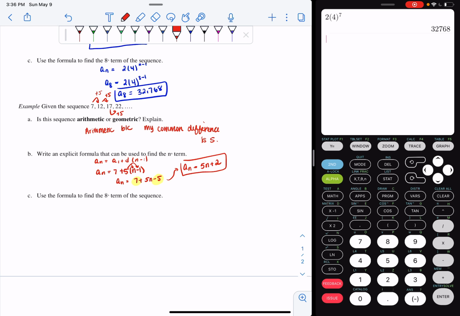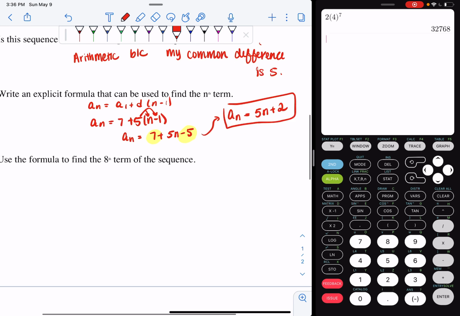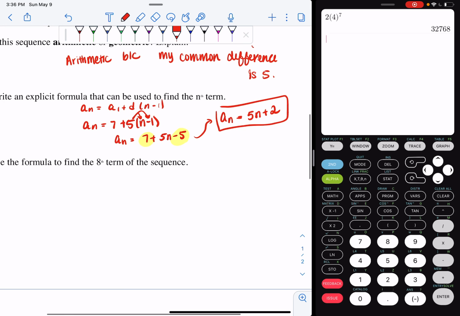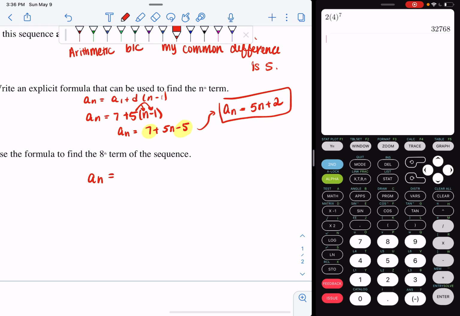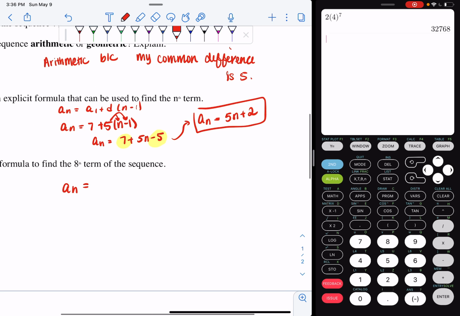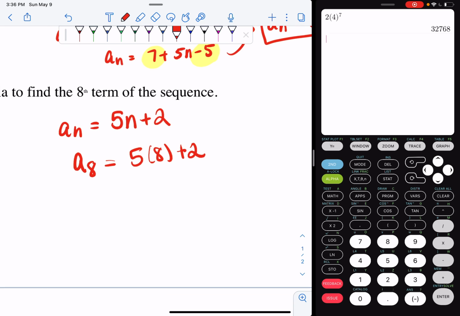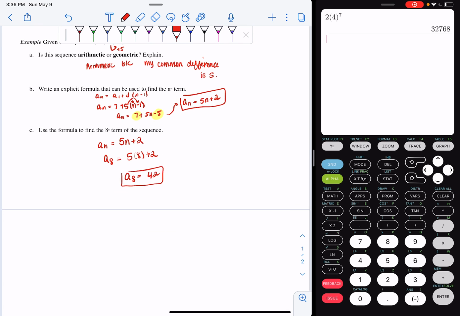Part C says, use the formula to find the 8th term of this sequence. So all I'm going to do is everywhere I see an n, substitute an 8. So I have a sub n equals 5n plus 2. Now I plug in my 8. 5 times 8 is 40. 40 plus 2 is 42. And that's your final answer.